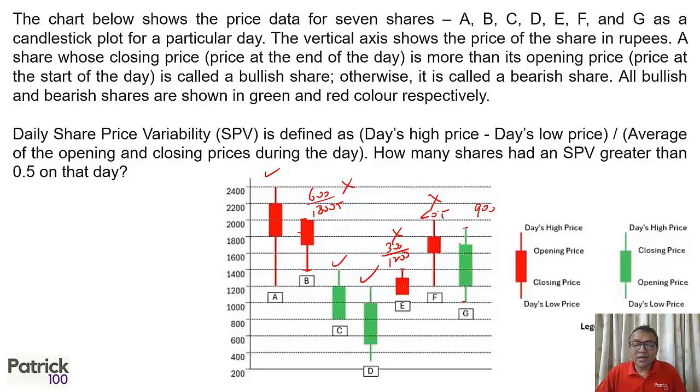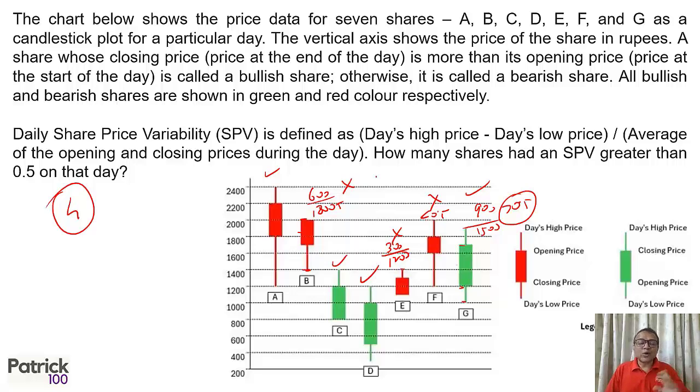And the average comes to somewhere between these two values, around 1500, less than 1600 for sure. So this is more than 0.5. I'm not calculating exactly, you can calculate exactly, but this is more than 0.5. So four values satisfy more than 0.5.